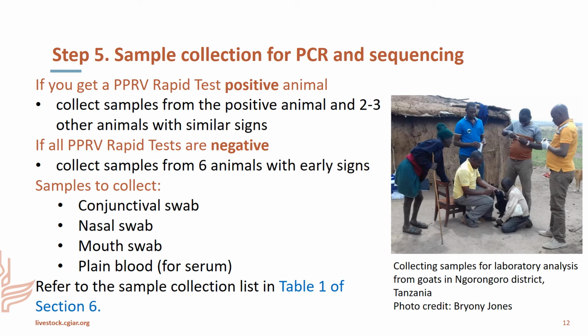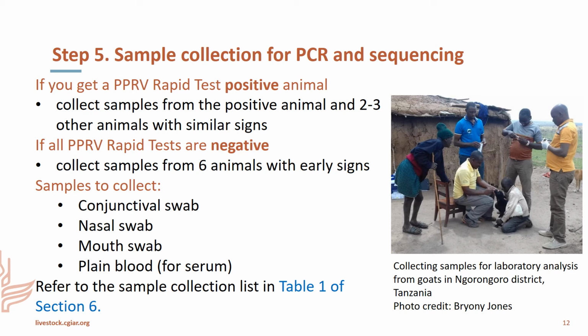Samples should also be collected for submission to the laboratory for PCR and sequencing of positive samples. You should collect samples whether or not you get positive rapid test results. If the rapid test is positive, then the lab samples will be very valuable for virus sequencing. If the rapid tests are all negative, it's possible that the outbreak is still caused by PPR virus, but the animals are not excreting much virus. We therefore send the samples to the lab for PCR, which is a much more sensitive test than the rapid test.